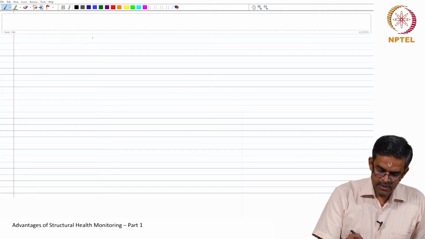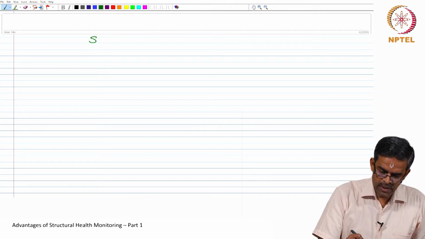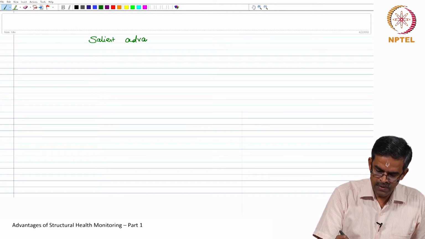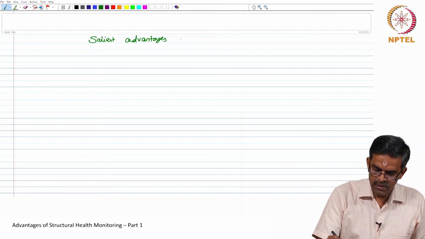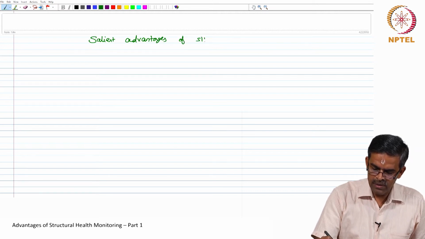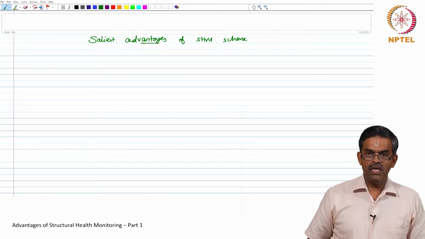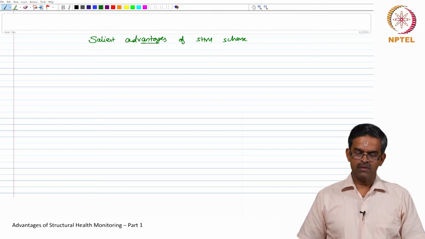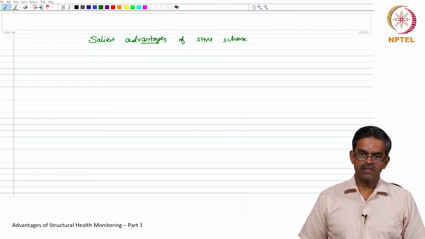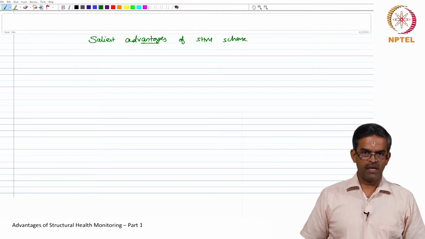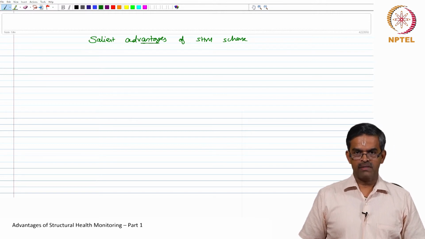Let us say there are some salient advantages of deploying a structural health monitoring scheme. These advantages are common to a variety of structures like civil engineering infrastructure, mechanical systems, offshore structures, naval systems, aircraft and aviation structures, nuclear reactors, etc.